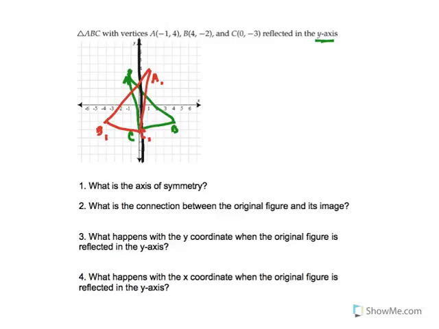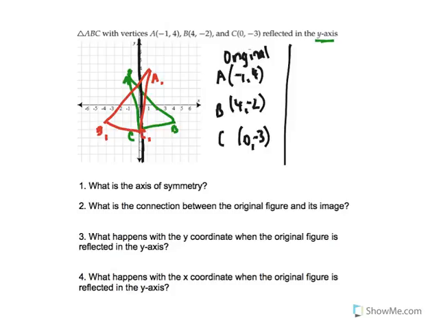Okay? So let's look at our old points, our original points. The originals were A, B, C. A was -1, 4. B was 4, -2. And C was 0, -3. We reflected over the y-axis, right?